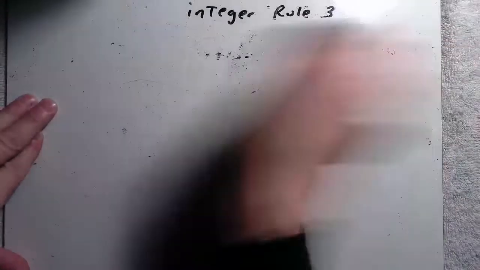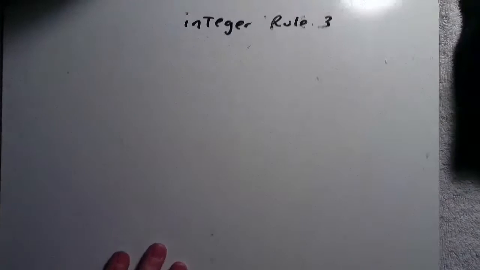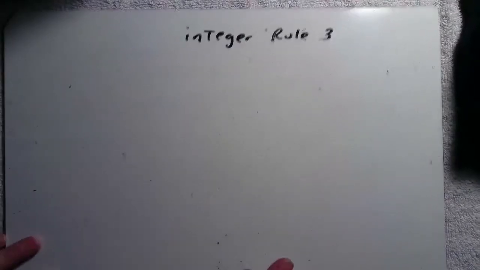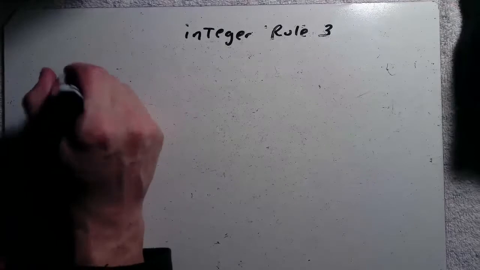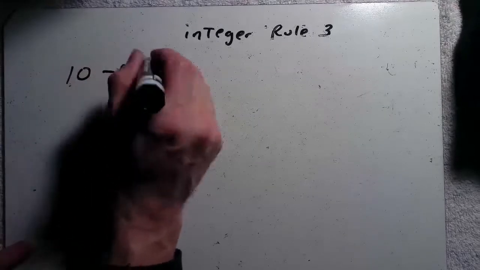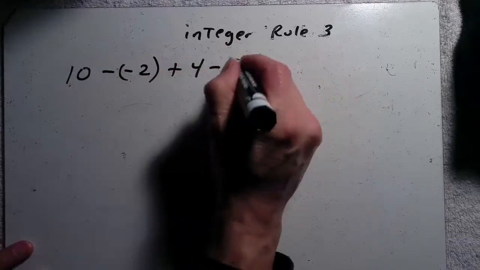Sometimes in practice problems, booklets and teachers want to make sure you understand how rule 3 works. Rule 3 has to happen first in several integers. Let me put up an example here. Let's say we have 10 minus negative 2 plus 4 and minus 8.